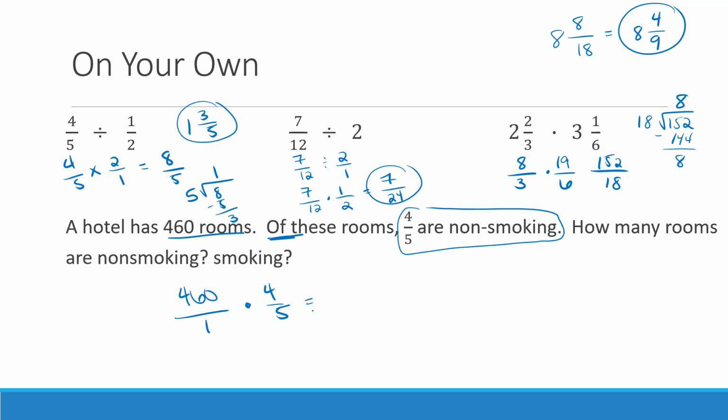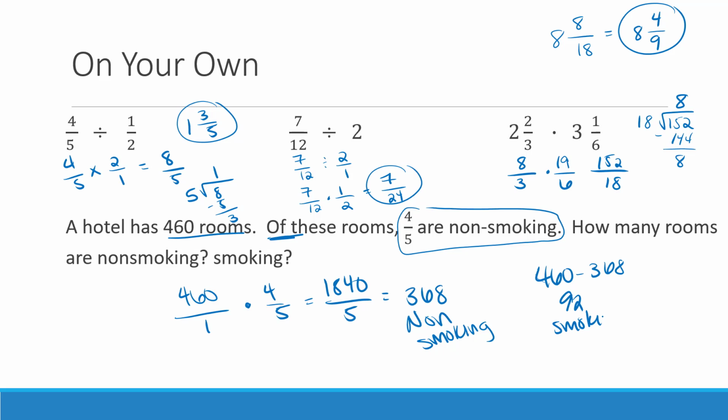I'm going to multiply straight across, which is going to give me 460 times 4, which is 1,840. 1 times 5 is 5. If I divide those two, it goes in there evenly. So we got 368 non-smoking rooms. Now, an easy way to figure out the amount of smoking rooms would be to do 460 minus 368 to see how many rooms are left over to be smoking. So then we have 92 smoking rooms.